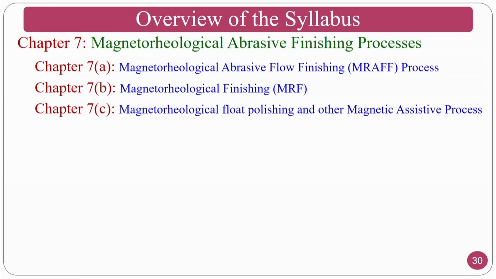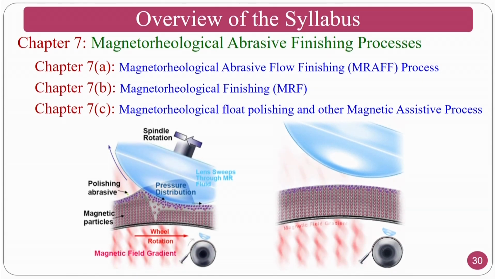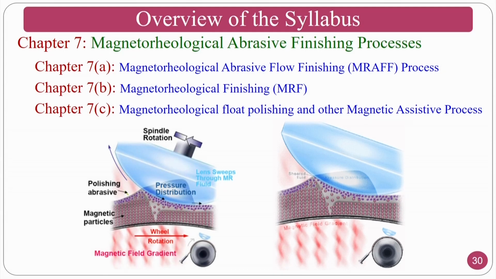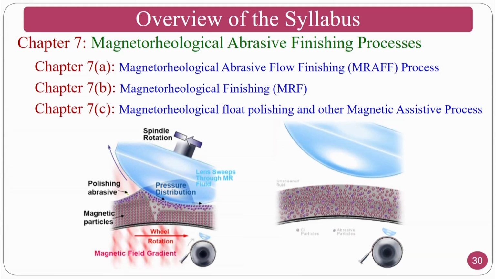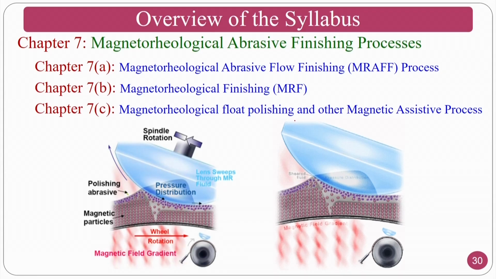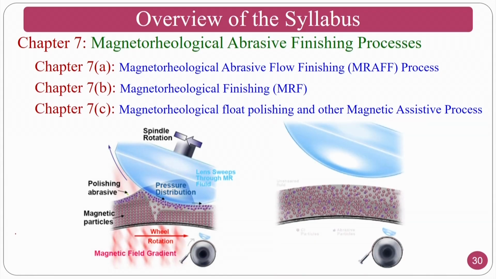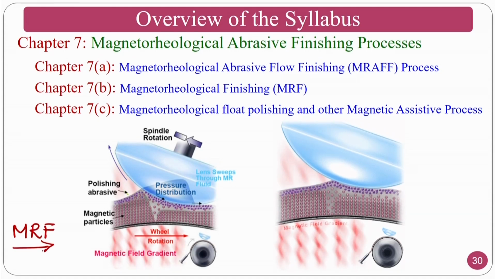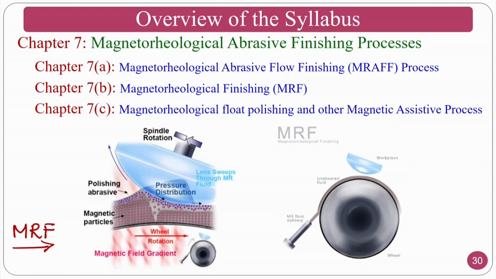In this chapter 7, you will study about magnetorheological fluids, which are basically a slurry. These fluids are used for sophisticated applications like contact lens polishing and other things. Okay. So, magnetorheological abrasive flow finishing process, magnetorheological finishing process, magnetorheological float polishing, and other magnetic assisted processes we will see. Whatever you are seeing here is MRF, that is called magnetorheological finishing process, where you can also see the video of how the magnetorheological finishing process works.